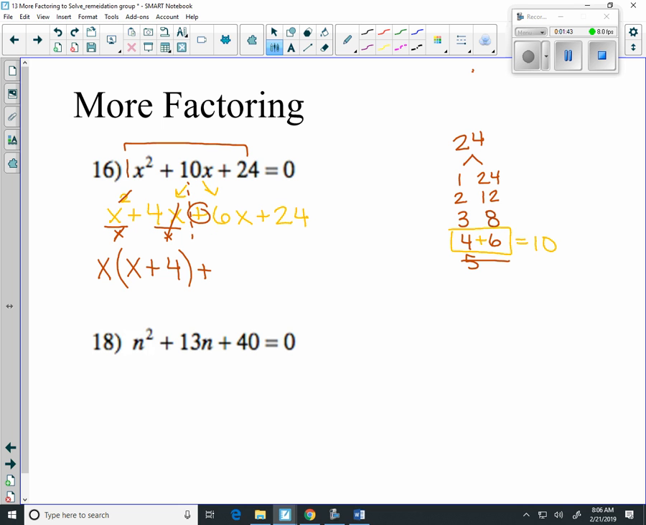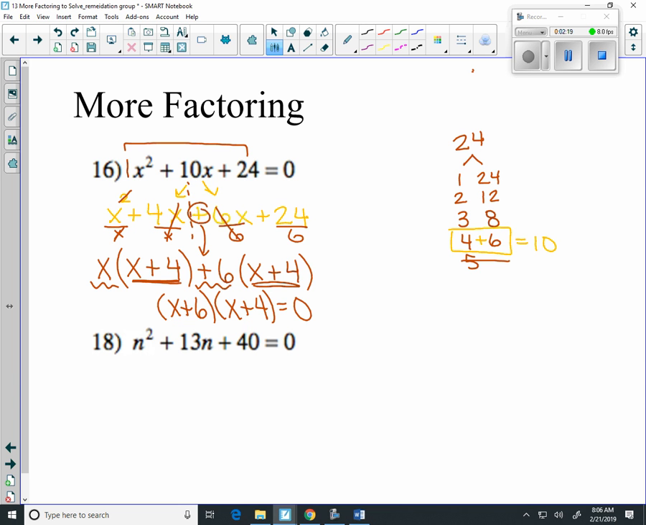You always have the same sign down here as you had up there in the middle. Since that's a positive 6x, we're going to have that positive down there. 6 and 24, we know 6 goes into 24. I have an x left. 24 divided by 6 is 4. Factored form of this quadratic is then x plus 6 times x plus 4.